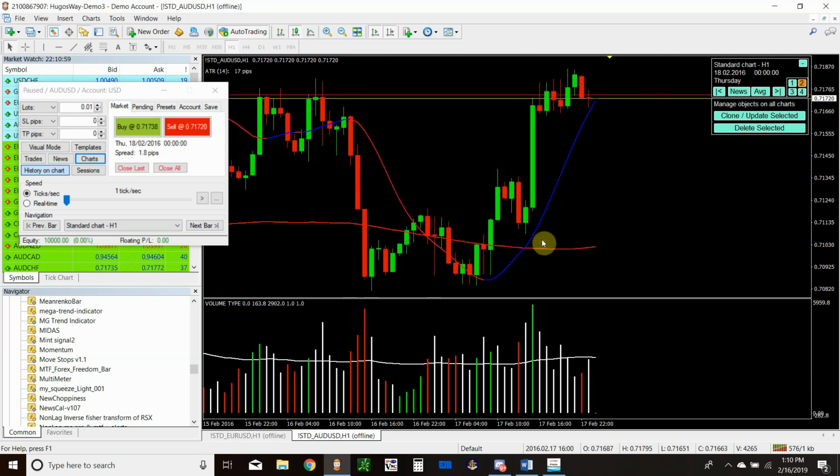Hit OK. As you can see, that changed our downtrend quite a lot. So now it puts us in on this candle where we also got our sell volume above the moving average here.